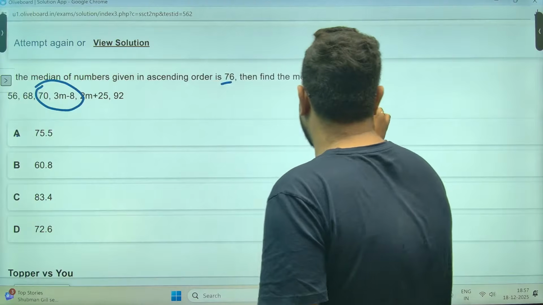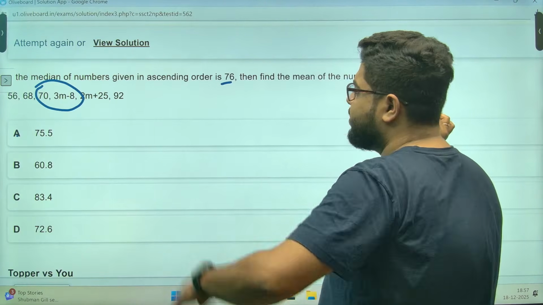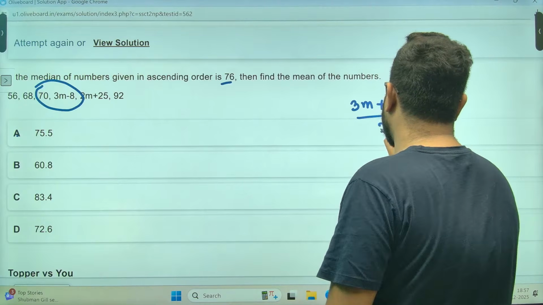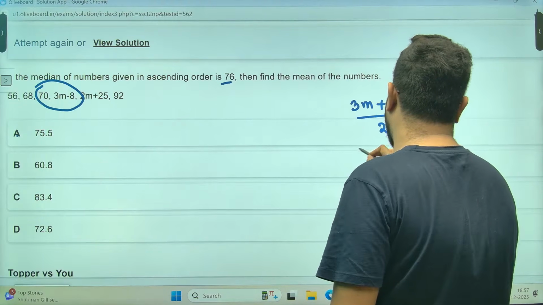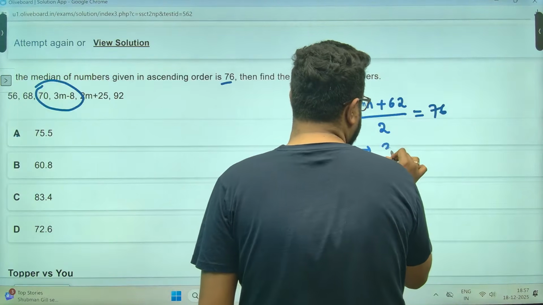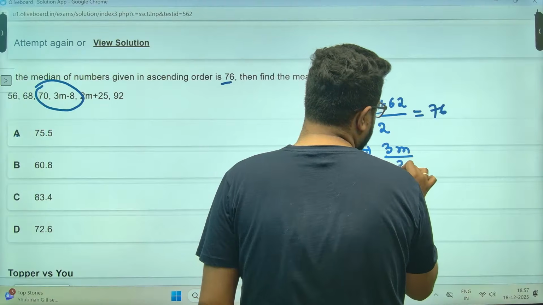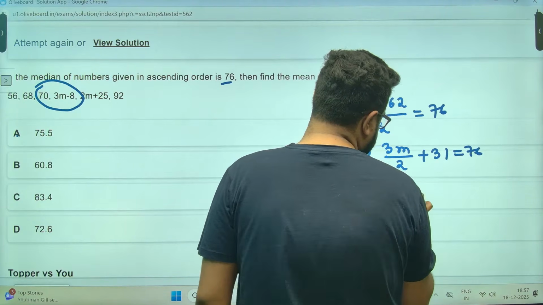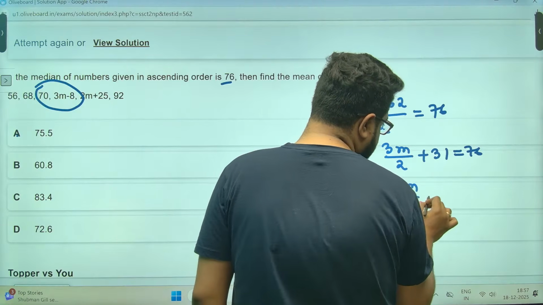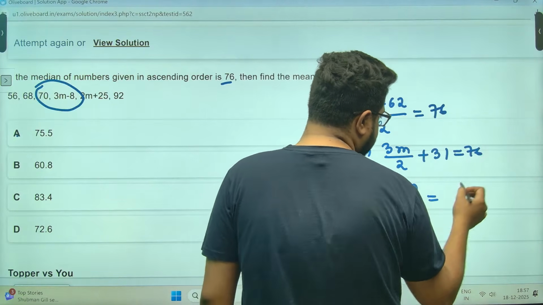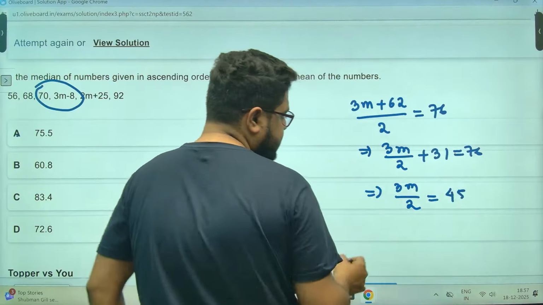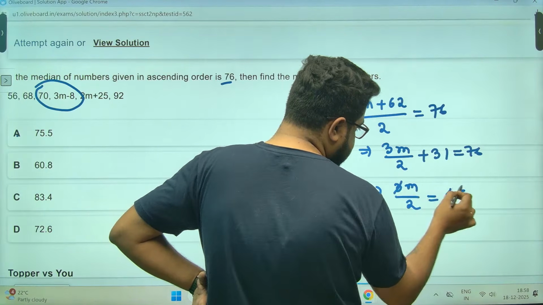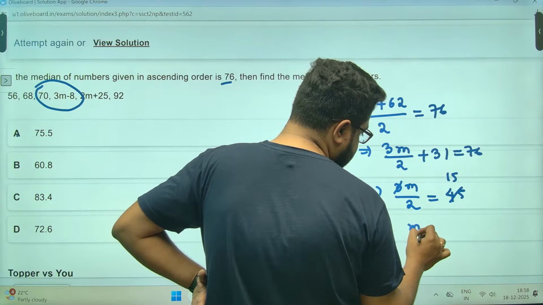That means 3m minus 8 plus 70, meaning plus 62, divided by 2, is your median, given as 76. So I'll get the value of m. So 3m by 2 plus 31 is 76. So 3m by 2 is going to be how much? Sir, 45, I guess. So this is 15. So m is 30, sir.